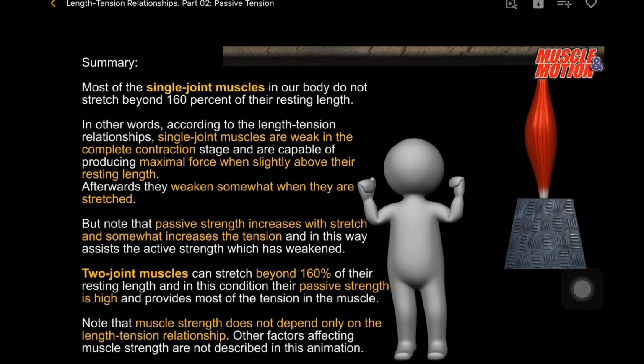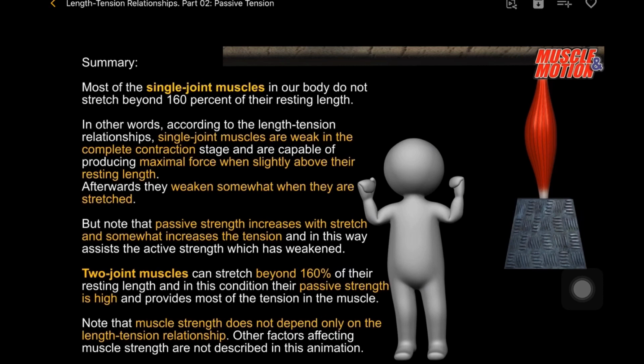strength which has weakened. Two joint muscles can stretch beyond 160% of their resting length, and in this condition, their passive strength is high and provides most of the tension in the muscle. Single joint muscles can't stretch beyond 160% of their resting length. Therefore, their behavior differs from multi-articular muscles. They do not reach a condition in which they create high passive tension.